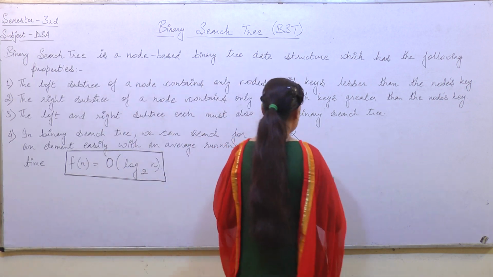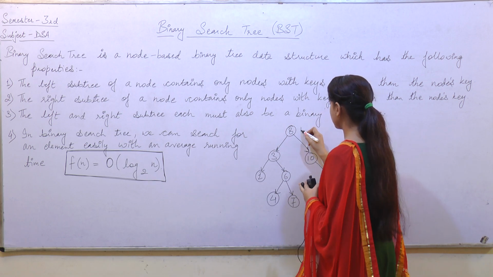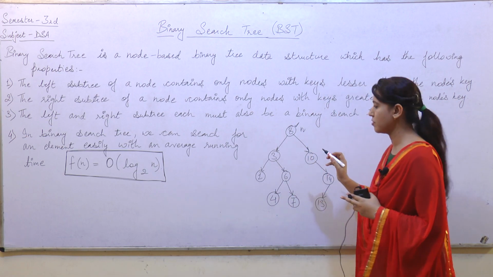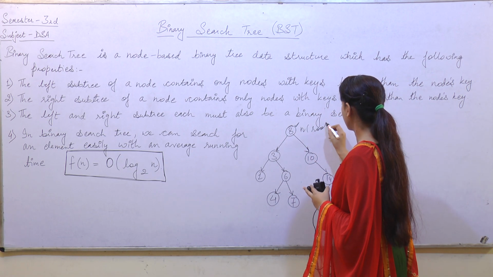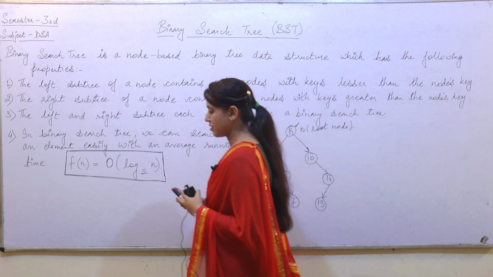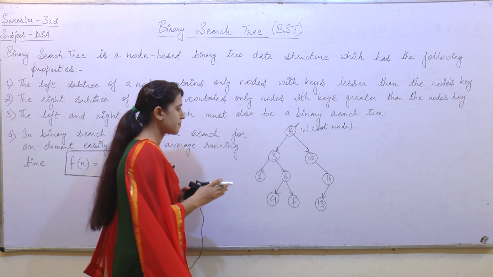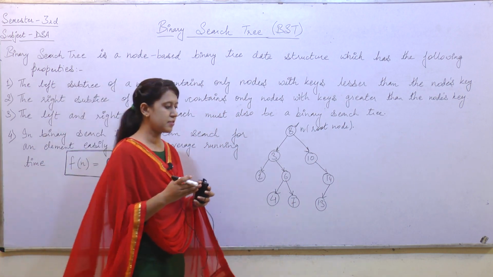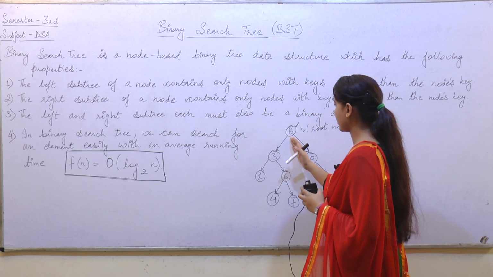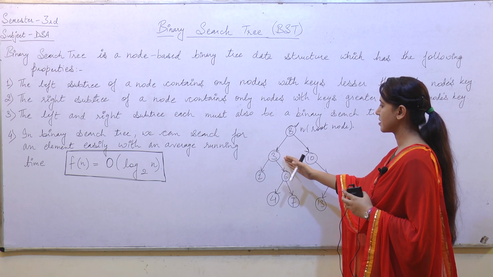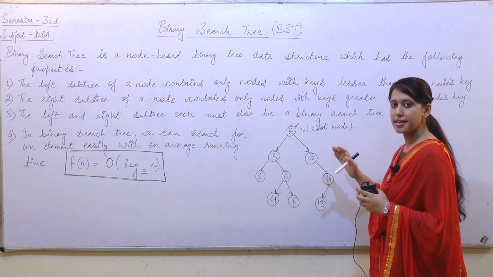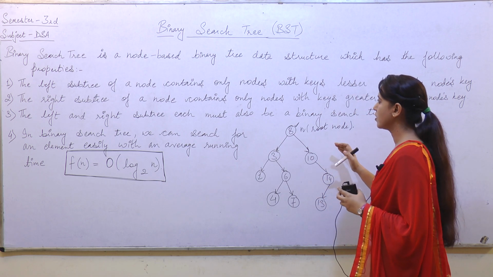Let's understand this with the given example. This is the root node given in this example. 8 is the root node. Now the root node is further divided and it has its children. On the left side it has the children which are smaller than the root node, and on the right side it has the children which are greater than the root node.